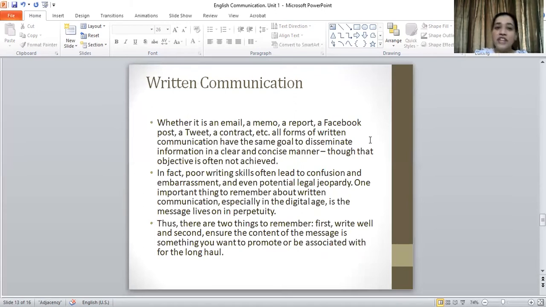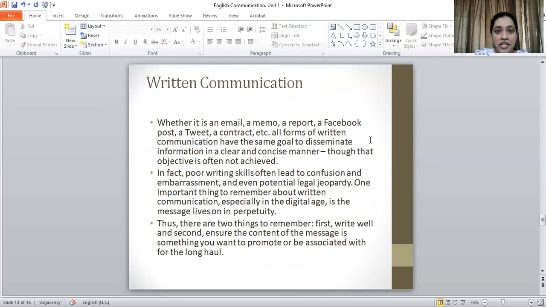Written communication is relatively slightly simpler. Whether it is an email, a memo, a report, a Facebook post, a tweet, a contract, etc., all forms of written communication have the same goal. And that goal is to disseminate information in a clear and concise manner. Though that objective is not often achieved, and even if it is, rarely. In fact, poor writing skills often lead to confusion and embarrassment and even potential legal jeopardy.